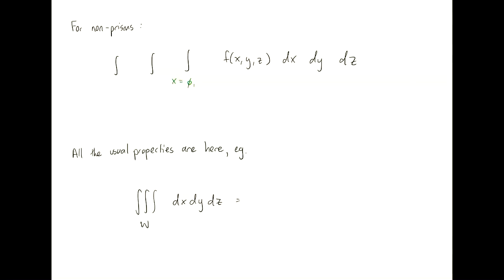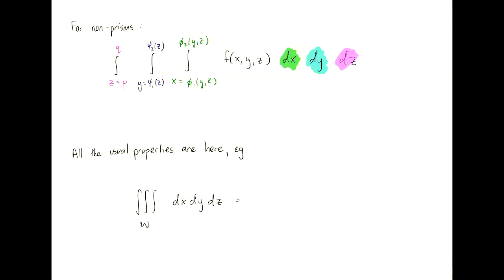function, which I'm going to call phi1 of y and z, to phi2 of y and z. So my innermost integral is free to depend on both of the variables outside it. My next one might be y equals psi1, but it can only depend on z. It can only depend on the leftover variable, to psi2 of z. So this goes outside. And finally, z has to go from some constant to some other constant.